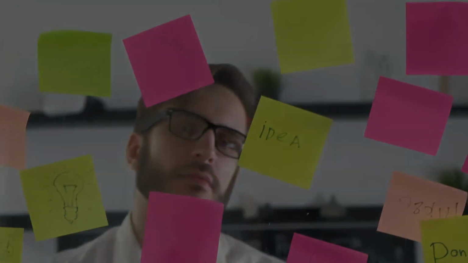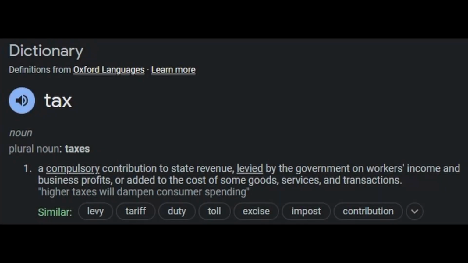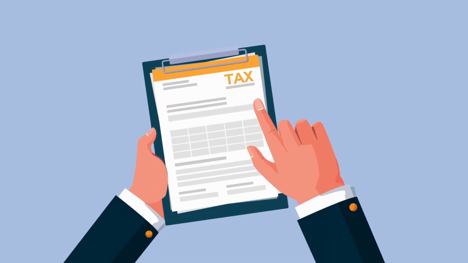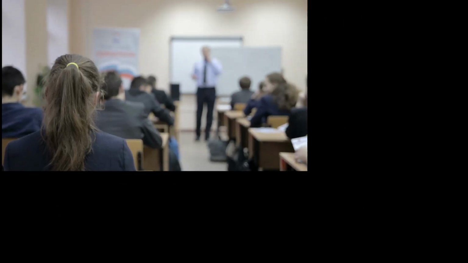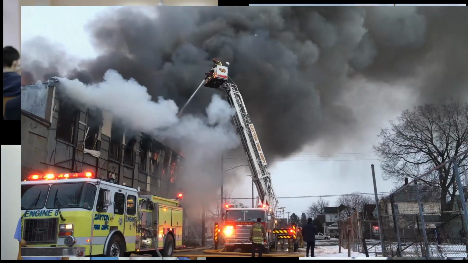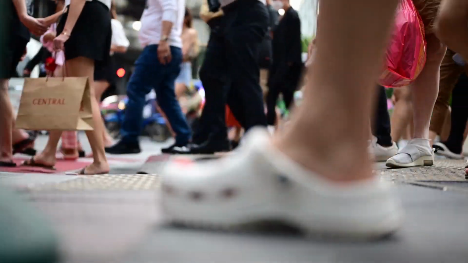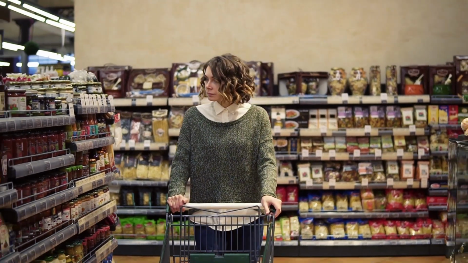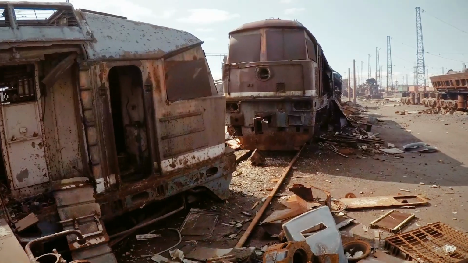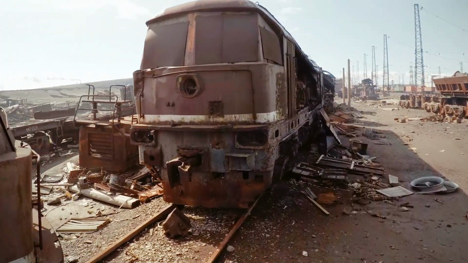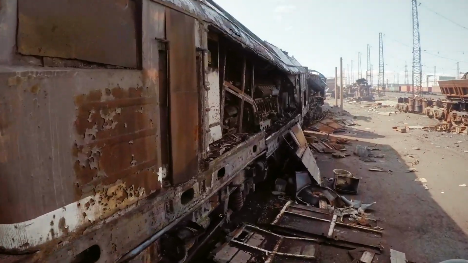So, where do we start? Let's start with the definition of taxes. A compulsory contribution to state revenue levied by the government on workers' income and business profits or added to the cost of some goods, services, and transactions. State revenue is then used for public goods and services such as education, infrastructure, public health, police, fire departments, sewage, etc. Basically, without state revenue, all the things that we use every single day that we take for granted would be inoperable and or too expensive to actually use.